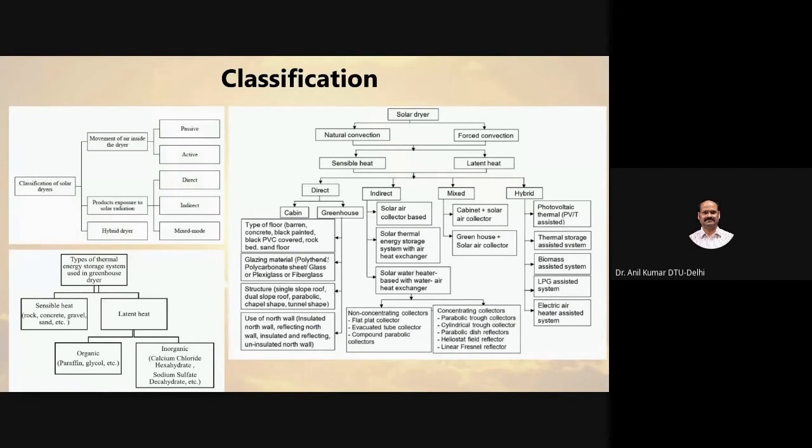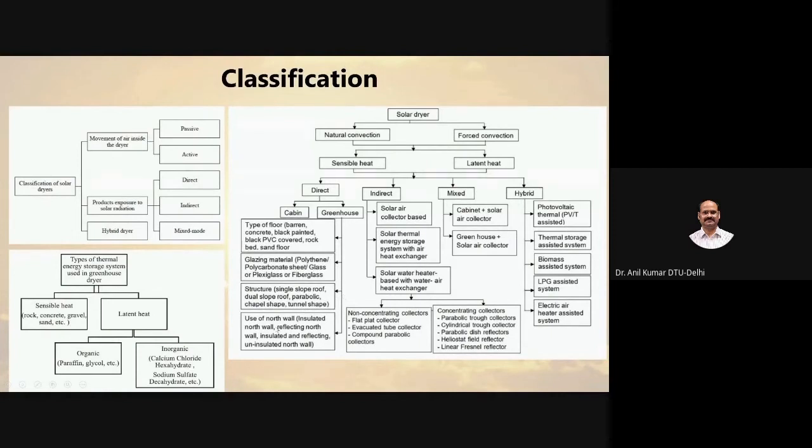Those have good transmissivity. Now, based on the structure, there are single slope, double slope, dual slope, parabolic, chapel, and tunnel types. That all depends on the different kinds of shapes, and shape or structure definitely has an impact on the airflow also. So this is another very important factor for the shape of the structure of the greenhouse dryer.